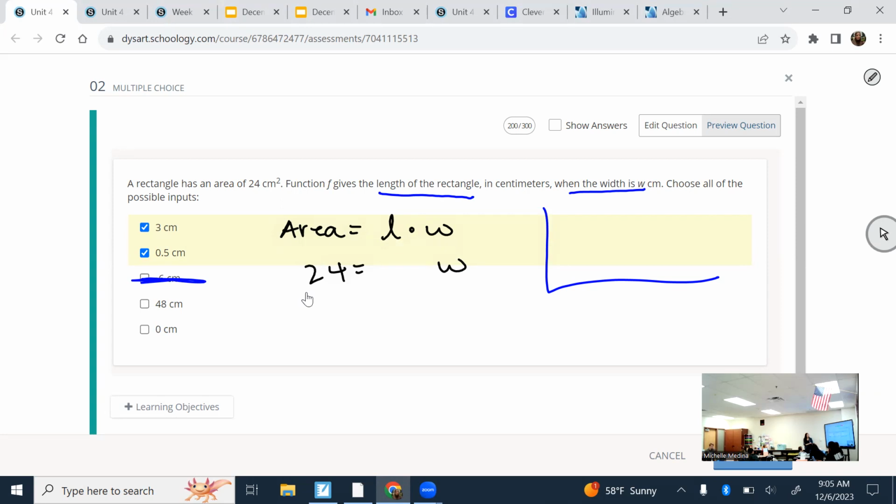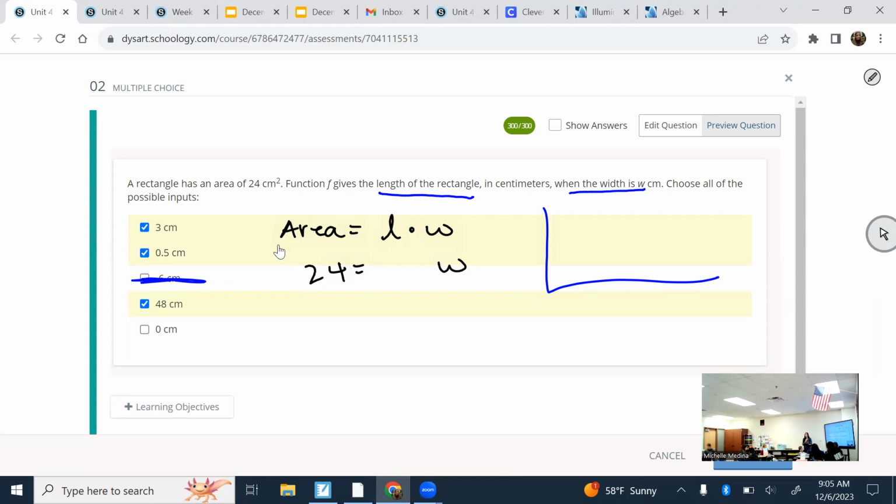Well, not a negative, because then my area would be negative, and that's not possible. But didn't we just do that right here? What did we times that 0.5 by to get 24? So then couldn't I also times 48 by something to get 24? And then, but I times 0 by something to get 24. So then it's just these three. Right, these are all that are possible.